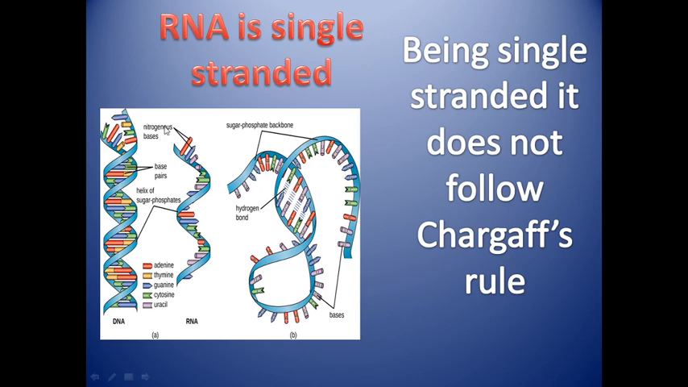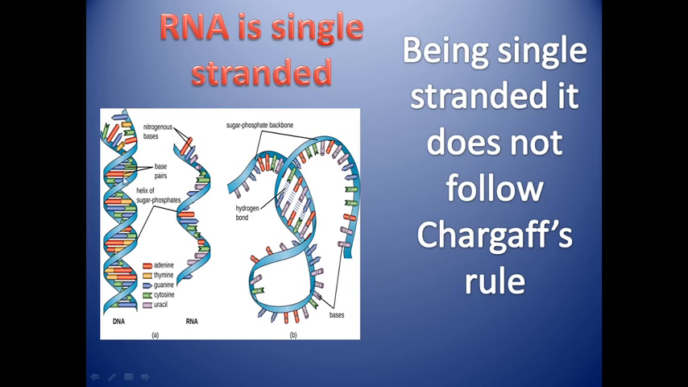Another point is that it does not follow Chargaff's rule. What is Chargaff's rule? Chargaff's rule says the amount of adenine equals that of thymine, and the amount of guanine equals that of cytosine. In other words, the amount of purines equals that of pyrimidines. But here, since it's single-stranded, there is no complementary base pairing like we have in DNA.